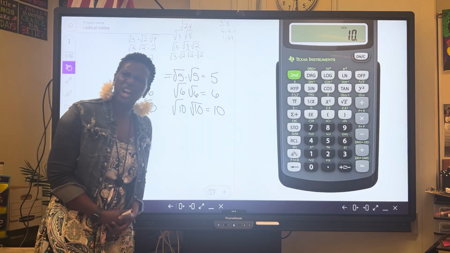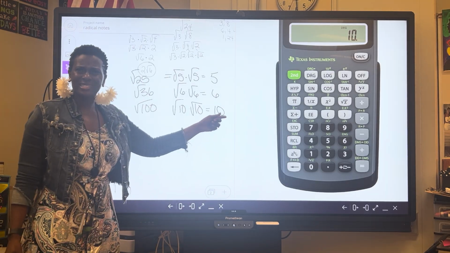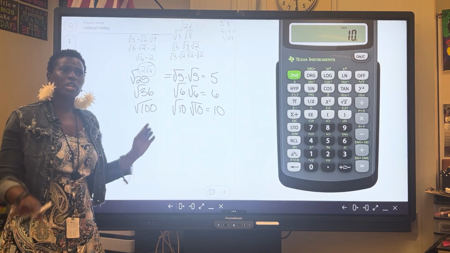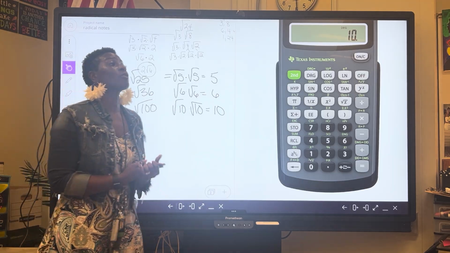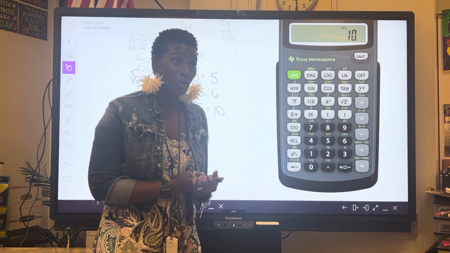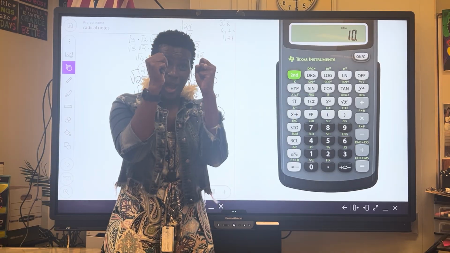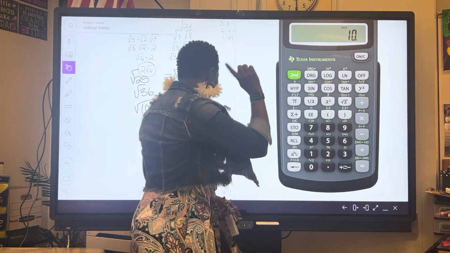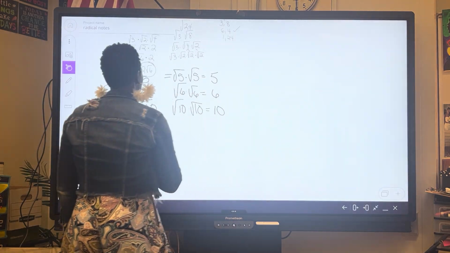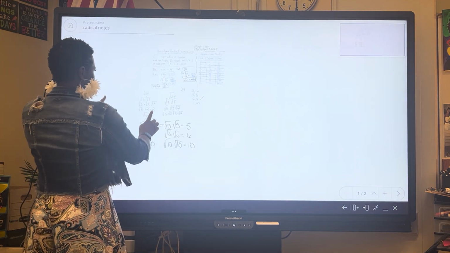What is the square root of 100? It's 10. Why? Because 10 times 10 is 100. So here's the idea. The idea is when you have a radical and it's being multiplied by itself, the two radicals, once they're multiplied, become that whole number. Are y'all following? Now take that thought and let's go back to where we were on our problem.